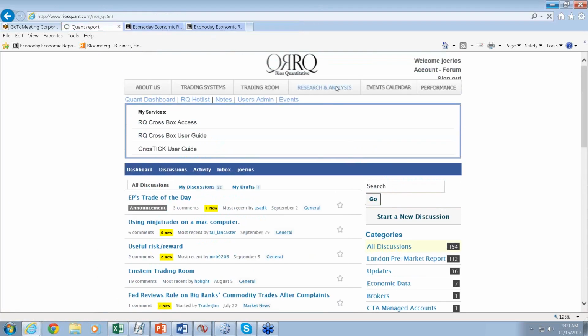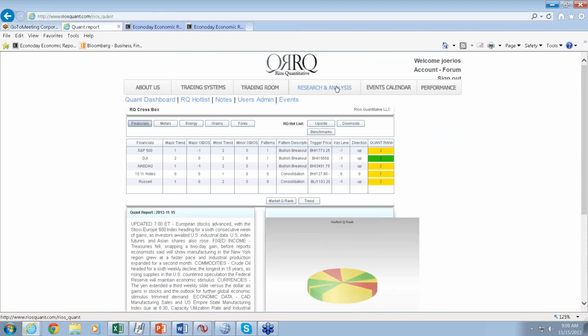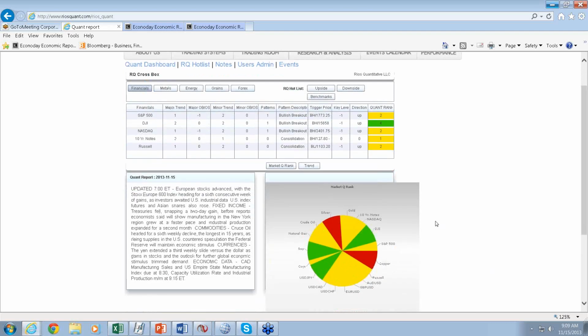So, going back. Based on daily data, we know whether the overall quant ranking, I should say, or the market sentiment is neutral, bullish, or bearish. Here's the pie for the day. Today's the 15th. This is what all of the asset classes look like. These are all the instruments that we cover.